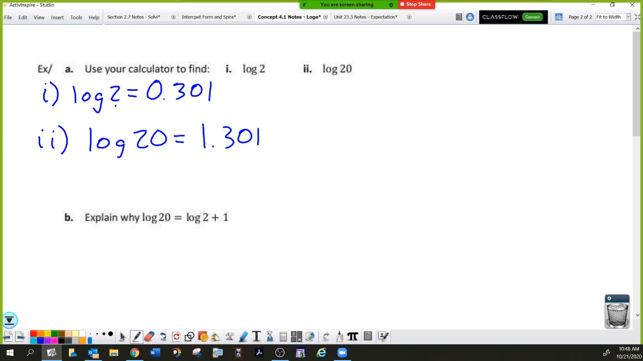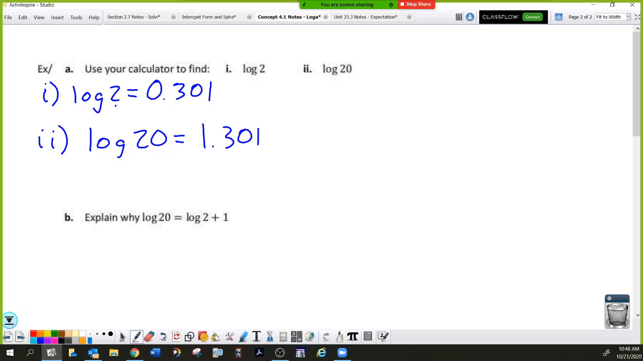Not to mention, 10 to the 1 is 10, and 10 to the 2 is 100, and the number 20 is nowhere near 100, but it is bigger than 10. You knew your answer had to be between 1 and 2, but closer to 1. This is how you estimate logarithms. So cool. God, I'm a nerd.